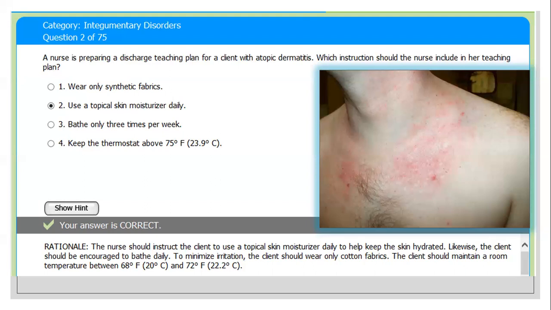Let me recap the treatment. The treatment helps to reduce the redness and itching of the skin with medication and application of creams. And this cream is a moisturizer, used daily to keep the skin hydrated.